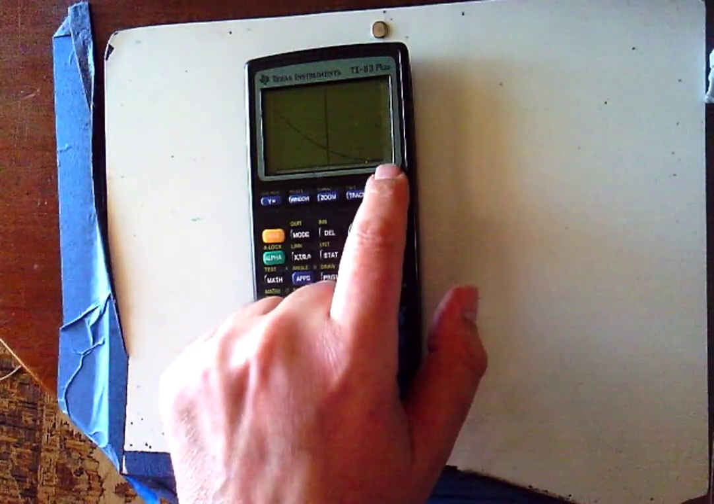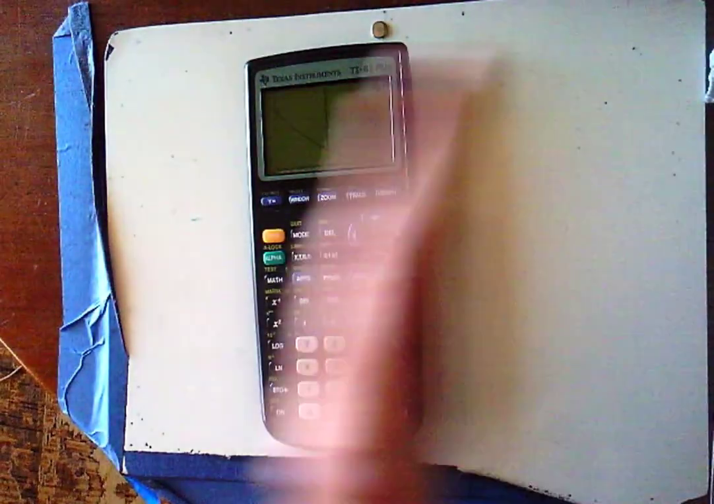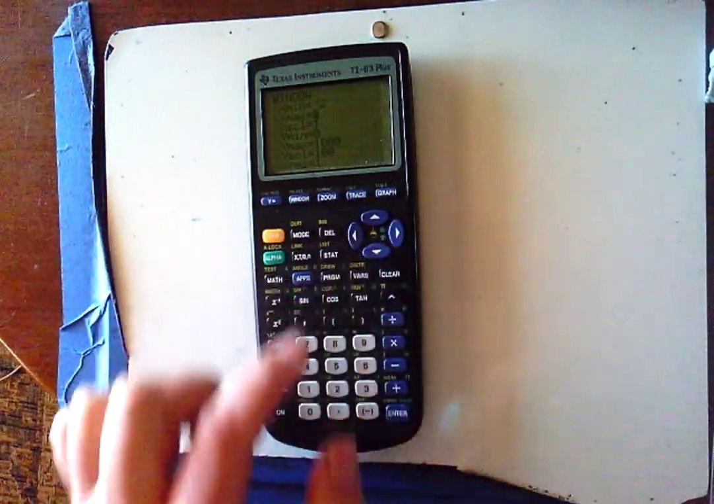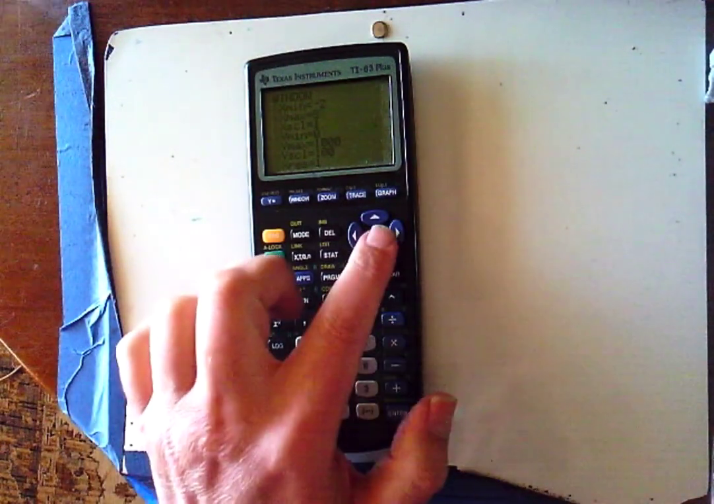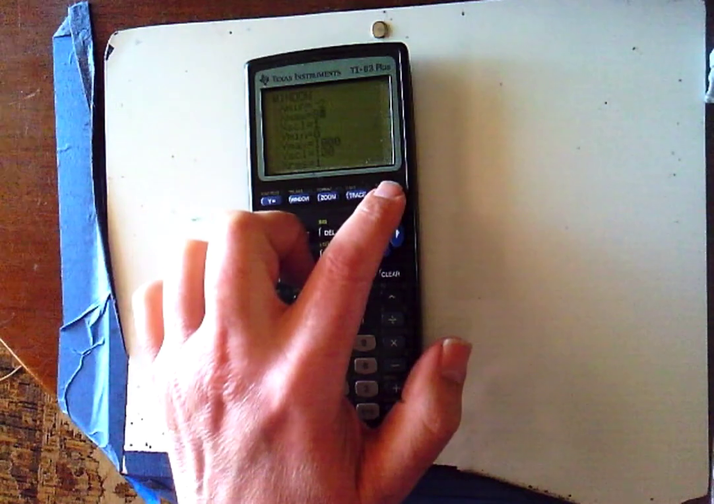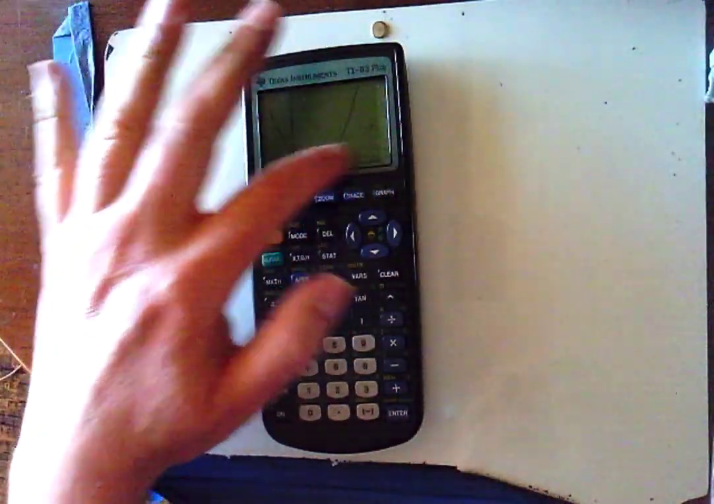Huh, look, I'm not seeing the whole parabola. So I need more x. I need to find more x. So this is not enough. Let's try moving that to something like 8 or 10. And graph. I definitely see the parabola then.